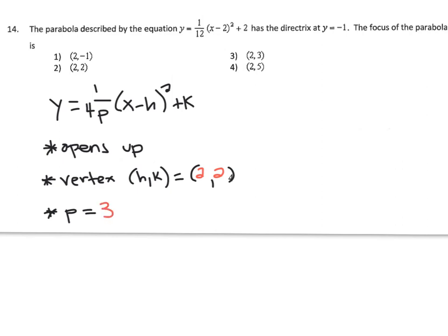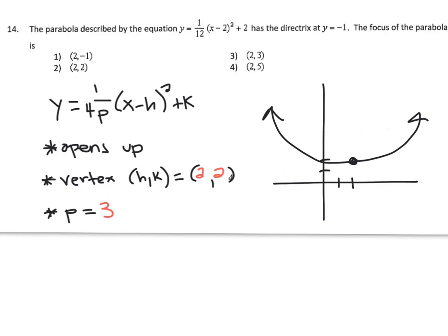All right, let's graph this out and see what we're left with. We have a vertex at (2, 2), so let me first plot that. At (2, 2), we have the vertex of our parabola. And we know it's going to open up, so I'm just going to go like this for now.